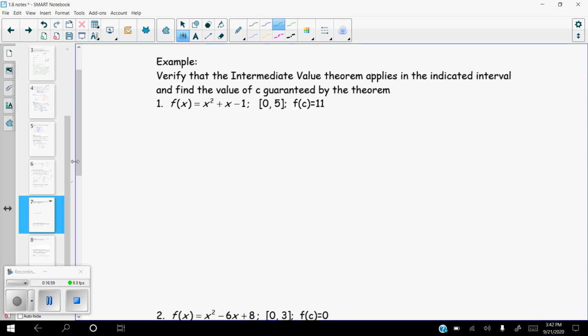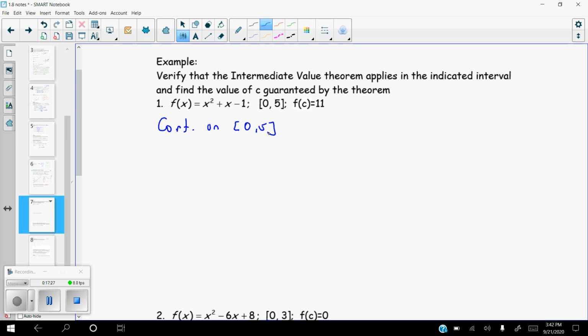So for the intermediate value theorem to apply, if we go back to the rules, it says it has to be continuous on a closed interval. Well, they gave us a closed interval from 0 to 5. And I know that it's continuous because the function itself is a quadratic, which is a polynomial, continuous everywhere. Again, that's one of our theorems.